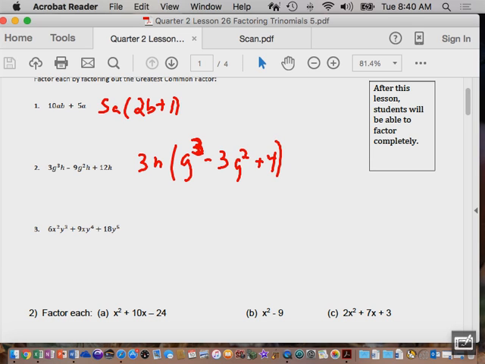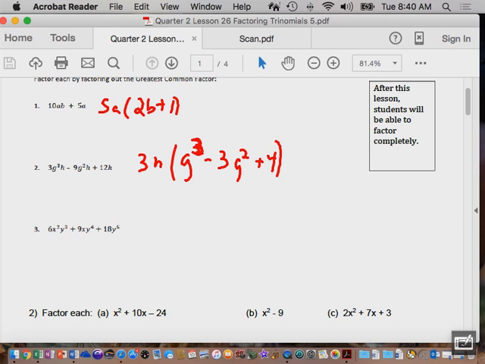Now, as you can tell, there was some hesitation in my voice, and I think I at first screwed up the first one. So it becomes extra imperative that I double check by doing a quick mental check on the way back. 3H times G to the third is 3G cubed H. 3H times negative 3G squared is negative 9G squared H. And 3H times 4 is 12H. So I know that that is correct.